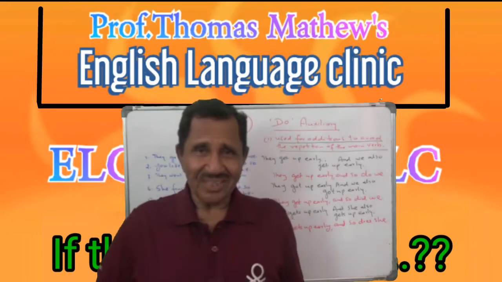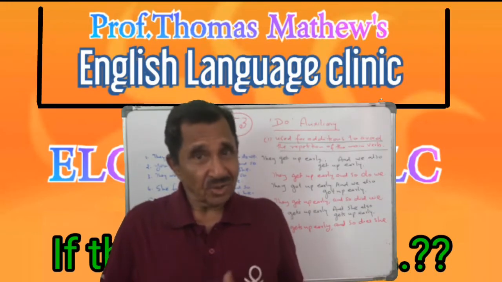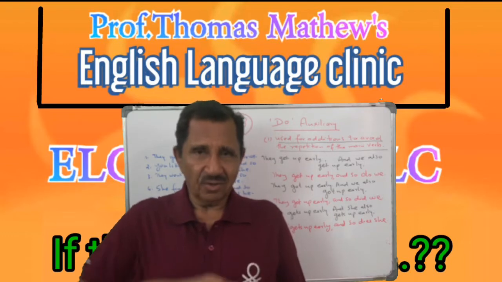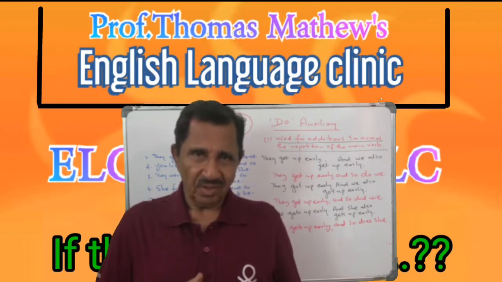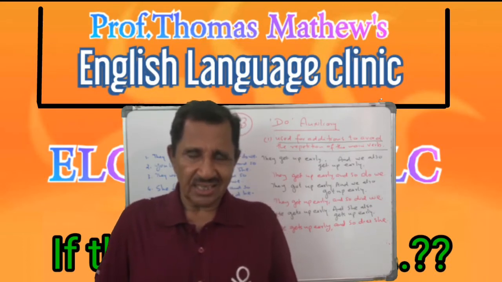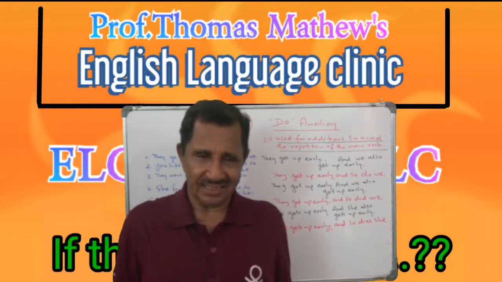Do is an auxiliary verb and also a main verb. Now, we are seeing the functions of do as an auxiliary verb. We have already seen questions and negatives, and now the next one is additions.